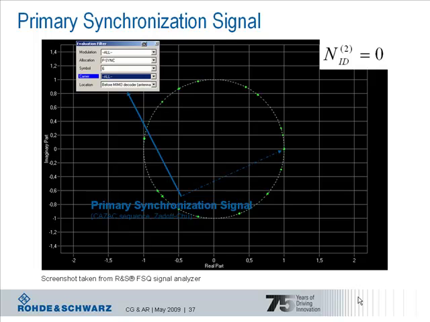For the 3 different physical layer identities, 3 different sets of chosen sequences have been selected, which have shown the best behavior. The one displayed in the constellation diagram is the sequence for identity number 0. The already mentioned match filtering works generally in that way that the received signal is correlated with the possible sequences for the primary synchronization signal.